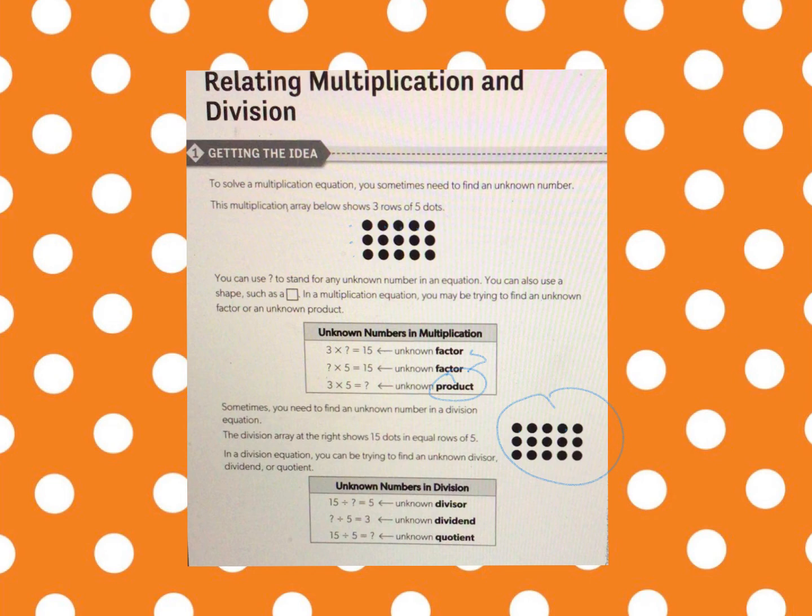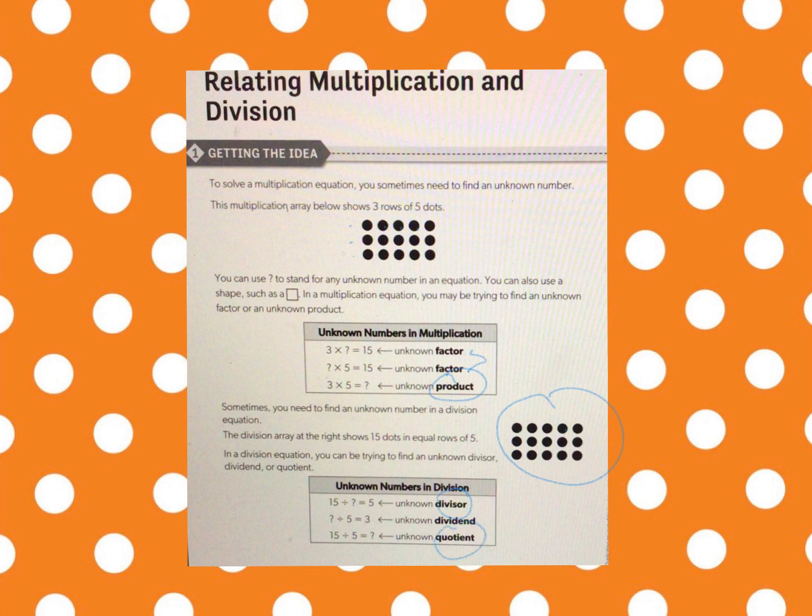Remember those words. 15 divided by something equals 5. So that one you're looking for the divisor. Something divided by 5 equals 3. That's when you're looking for the dividend. And then 15 divided by 5 equals something, and that is when you're looking for the quotient or the answer.